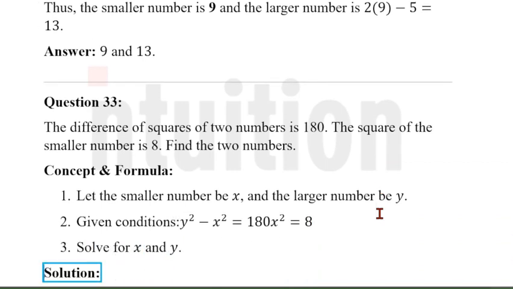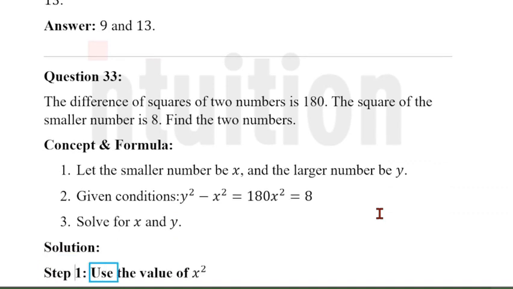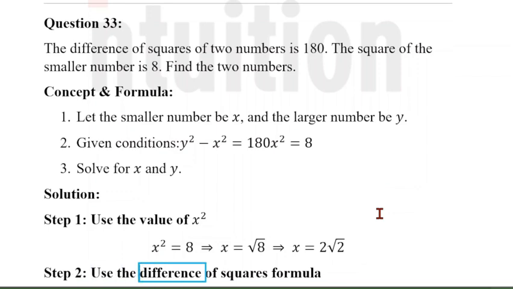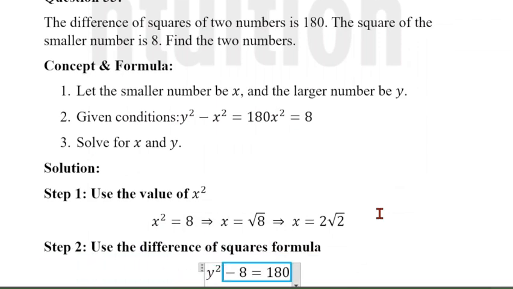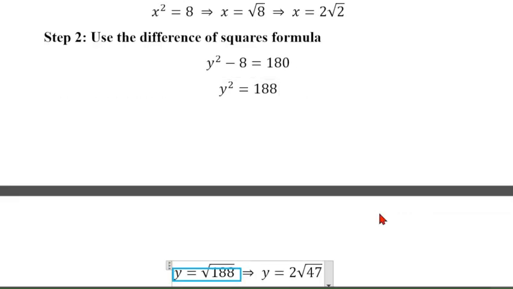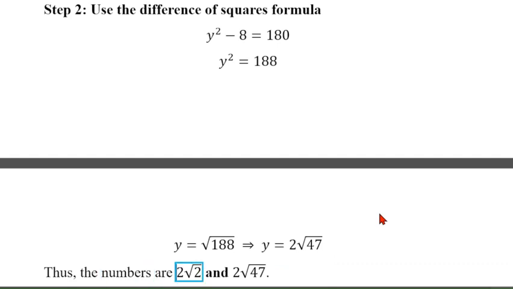Solution. Step 1. Use the value of x². x² = 8 implies x = √8 = 2√2. Step 2. Use the difference of squares formula. y² − 8 = 180. y² = 188, so y = √188 implies y = 2√47. Thus, the numbers are 2√2 and 2√47.